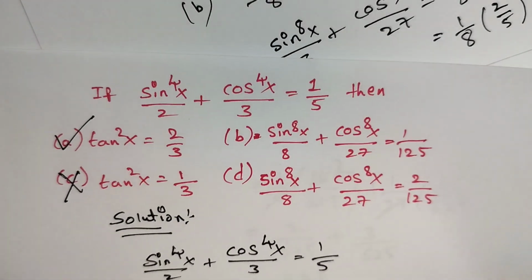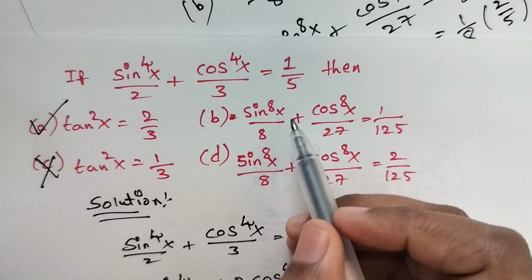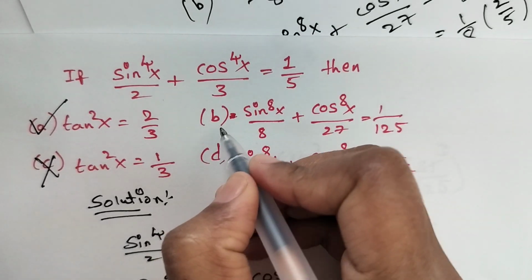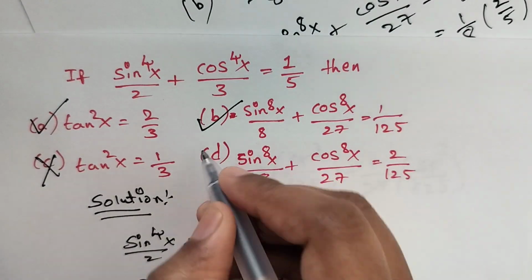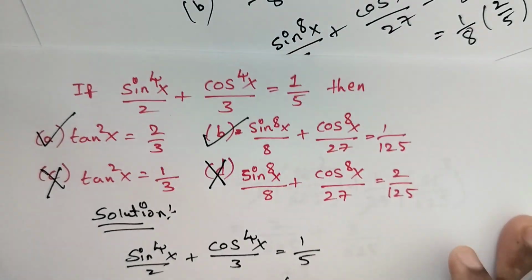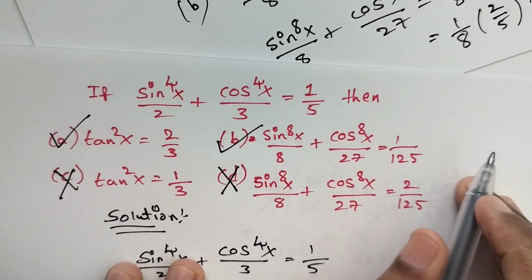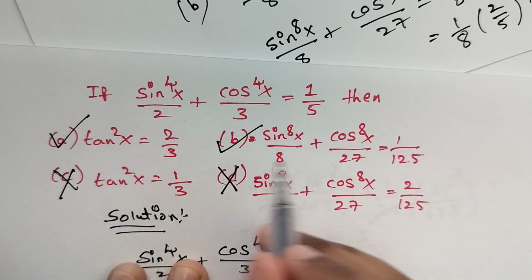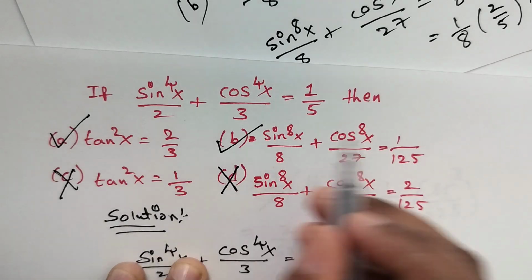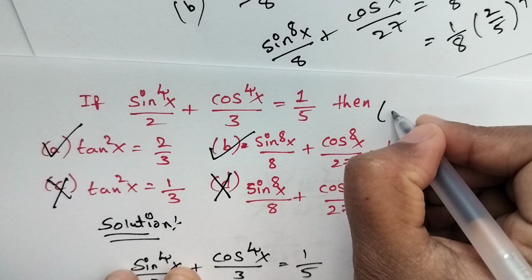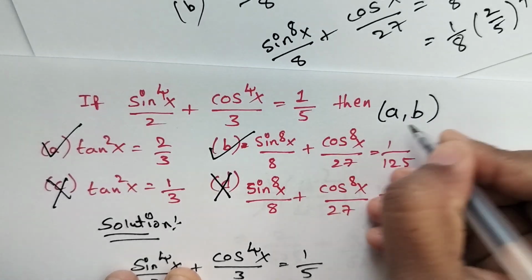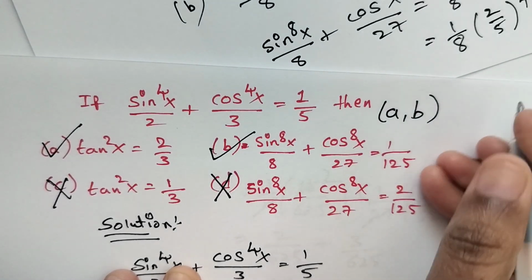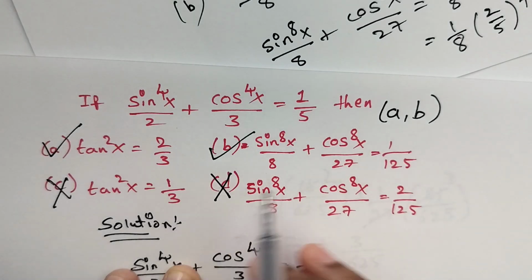See here, from these two options, B is the right answer and D is the wrong answer. So for this question, we got both answers, that are A, B. So A and B are the solutions for this question.